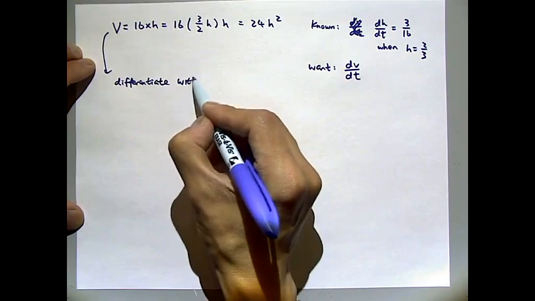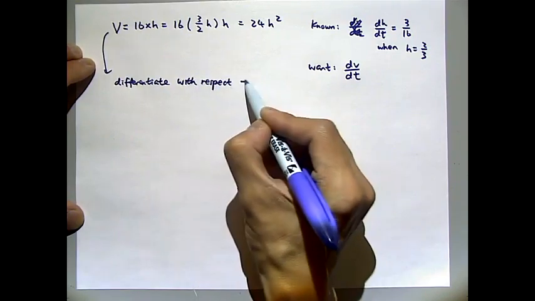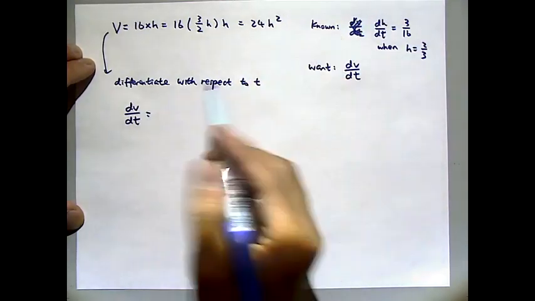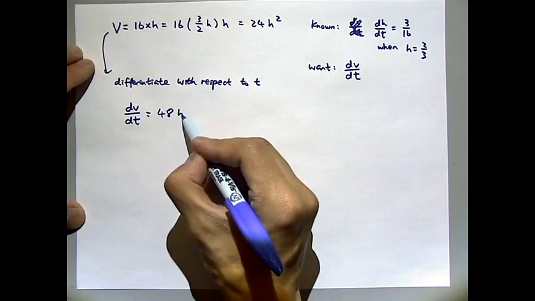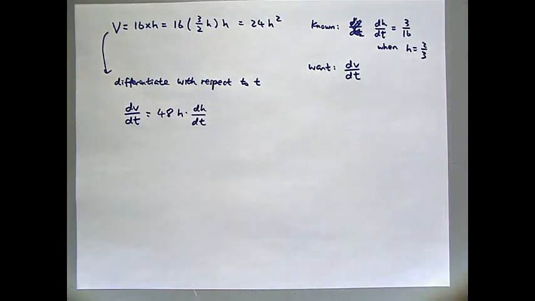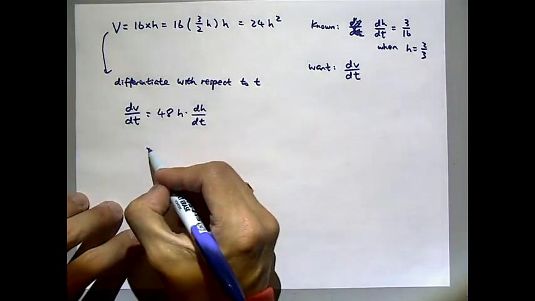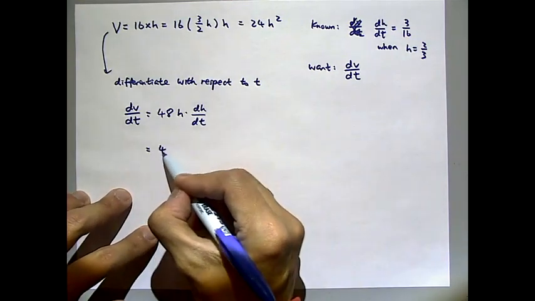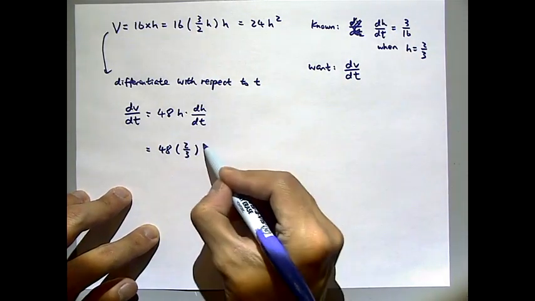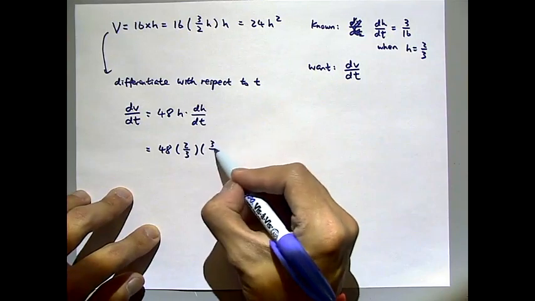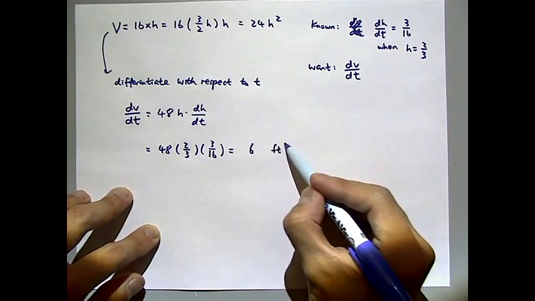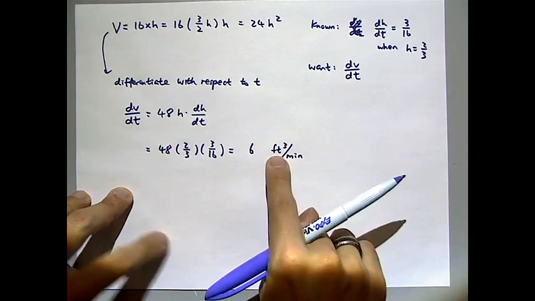Differentiate with respect to t. We get dV/dt equal to 48h dh/dt, because h is an implicit function of t. Now we're plugging stuff in. I've taken the derivative, so I can plug in anything I want. So I plug in at this moment when h is 2/3, dh/dt is 3/16. And this gives me 6. Volume per time, so cubic feet per minute.